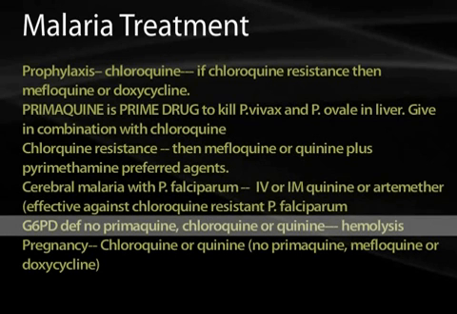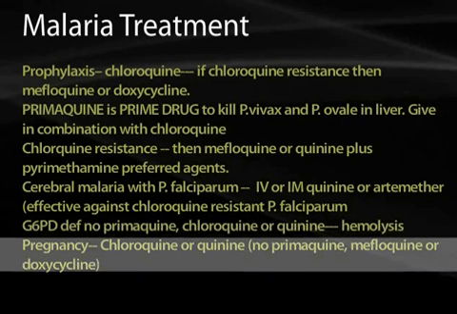If you have glucose-6-phosphate deficiency, then you cannot give primaquine, chloroquine, or quinine because you'll get hemolysis and then you'll be in trouble for a different reason. In pregnancy, you'll want to give chloroquine or quinine, but not primaquine, mefloquine, or doxycycline.